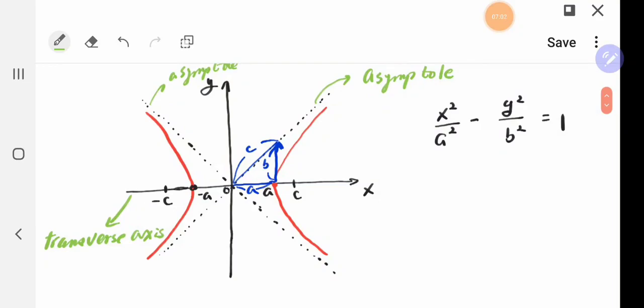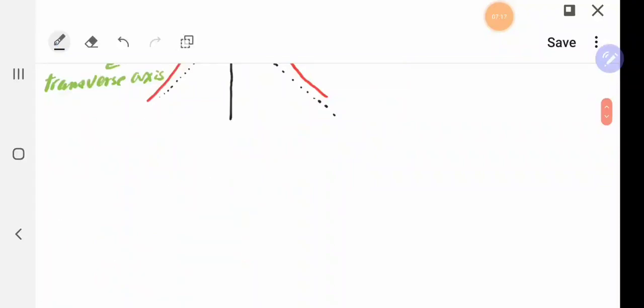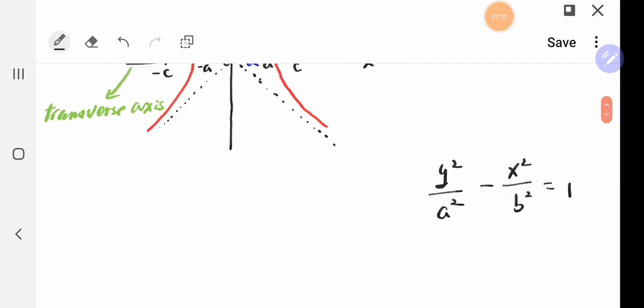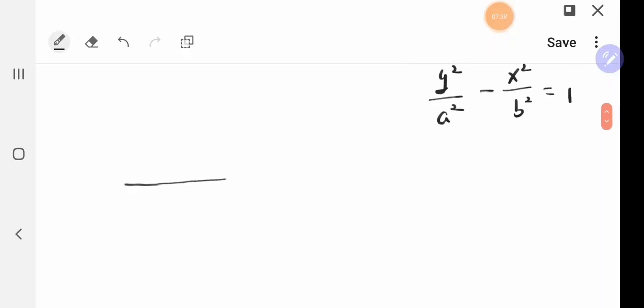What if y squared comes first? Here the x squared term is positive and the y squared term is negative. What if we switch these two? Then what will be the graph? If y squared comes first, then I will use the same a squared, doesn't matter actually, minus x squared over b squared is equal to 1. Then the graph looks like it opens up and down.